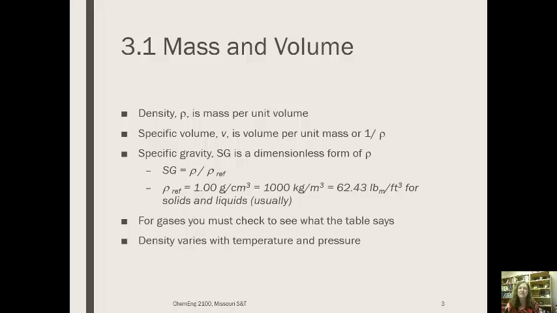Now for gases, there's a lot more variability in what they'll use. Typically it's air, but it might not be. So always look at the table and see what they say is the reference state for gas specific gravity. Now density is going to vary with temperature and pressure. In thermodynamics, you'll learn a lot more about that variation. But for now, just be aware that when they specify these, it's usually only at certain temperatures and pressures, and those are usually listed in the data table.